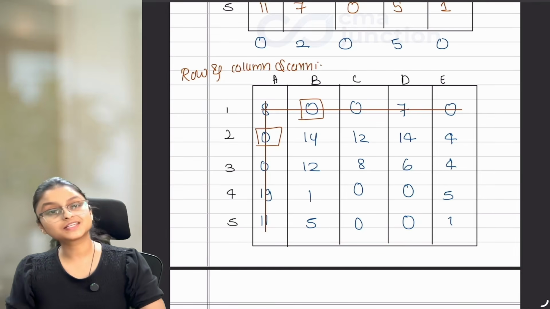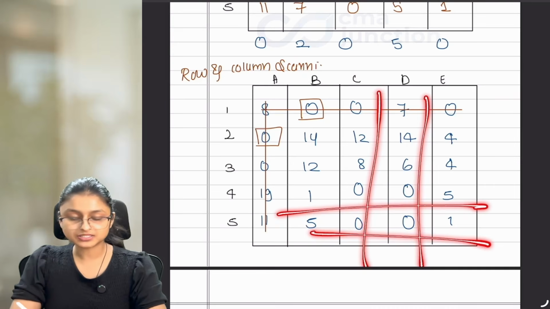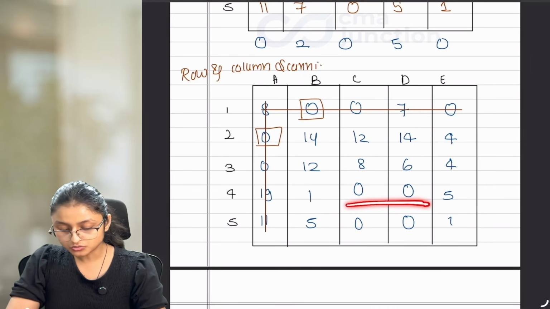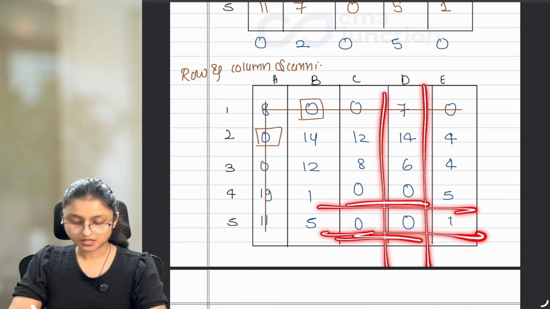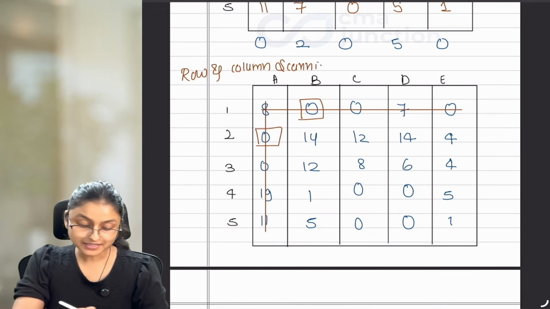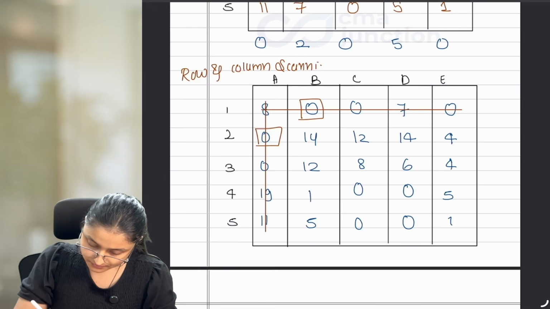If this happens, then what to do? With the help of row and column scanning, I am not able to select anyone. Why? Because 2 zeros are there in the rows and the columns both. Right? So what to do? Random selection. And if I select randomly, then let's select this and this.